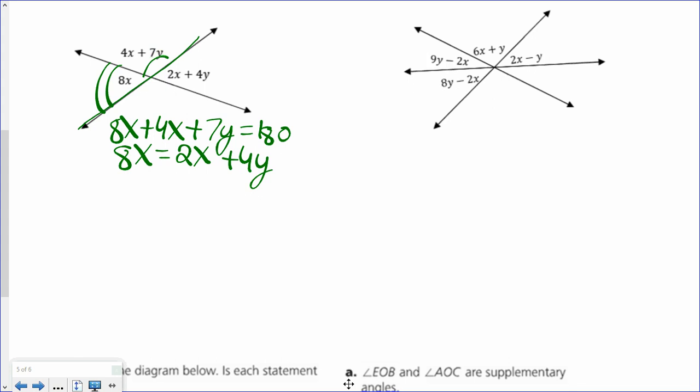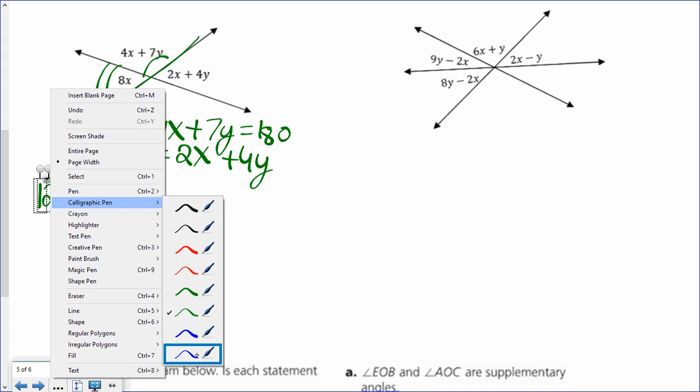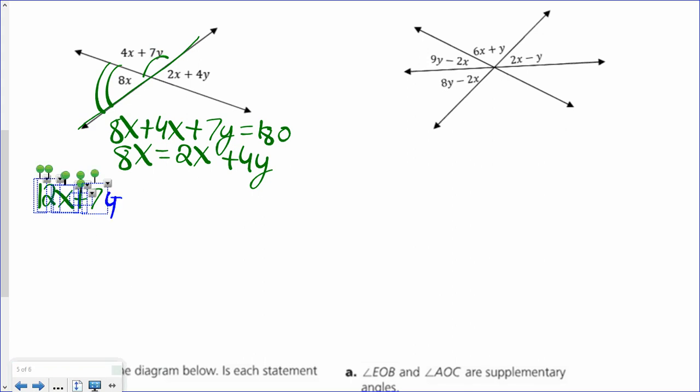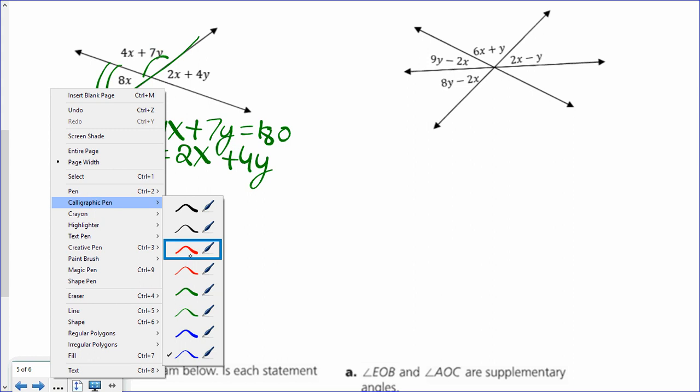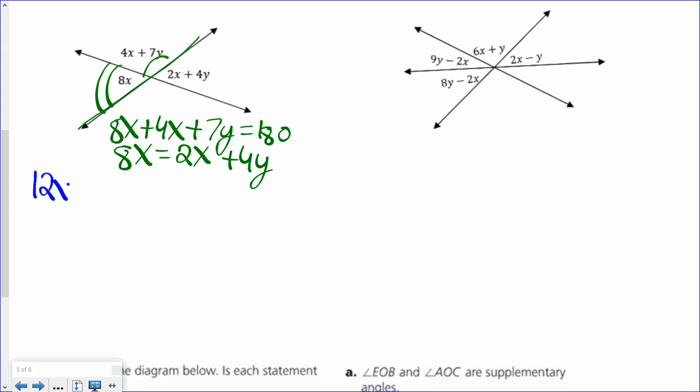Now to solve a system, you need all the variables on one side and the numbers on the other. So we're going to need to use some shifting. This first equation, how can I neaten that up? Combine my terms. So this first equation is going to become 12x plus 7y equals 180.